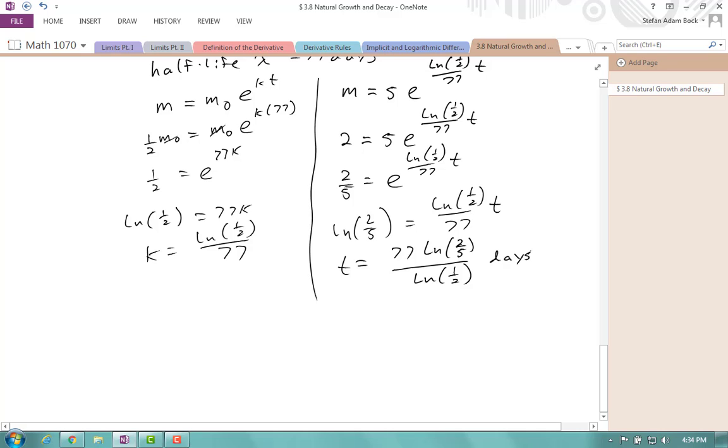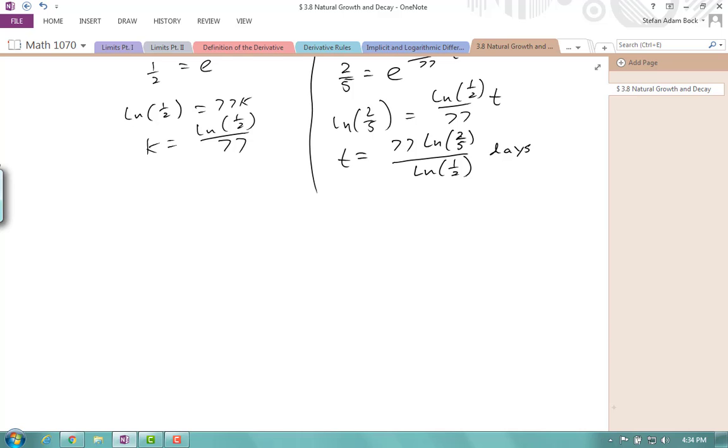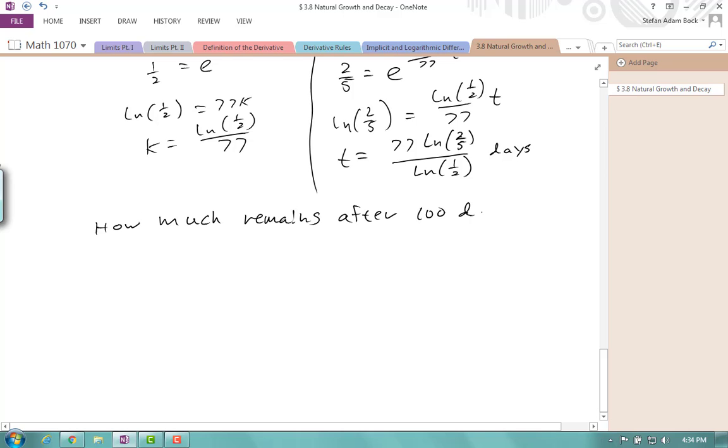Now, just so that I can do something different from the first example, I'm going to ask essentially the other type of question: how much remains after 100 days? But for this, all I need to do, since I've already done the work to find my k, is just plug 100 into my function, which is not a terrible prospect. So m after 100 days would be equal to 5 times e to the natural log of 1/2 over 77 multiplied by 100. But again, without the aid of a calculator, I can't do much of anything with that by hand. And this will be in grams.